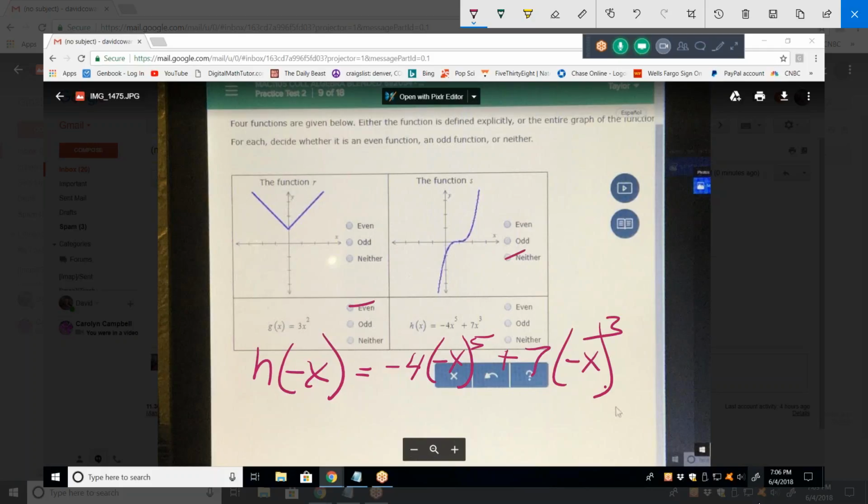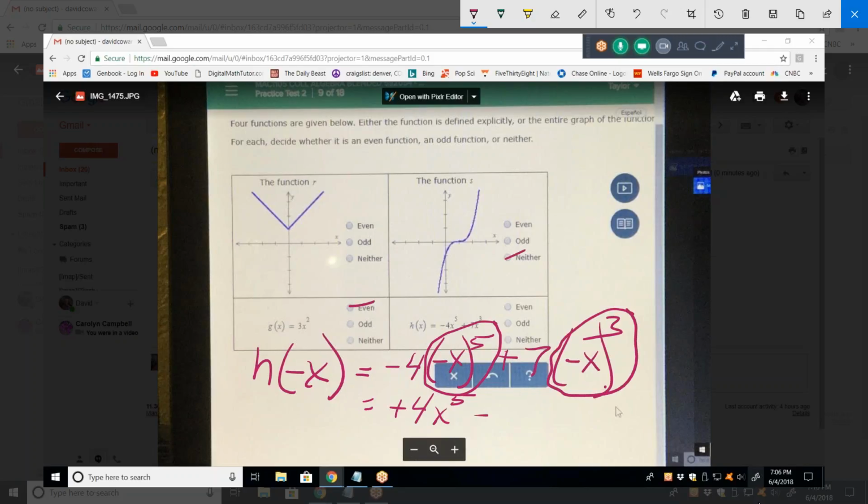Okay, now simplify that. So it would be negative 4 times negative x plus 7. Hold on. It's not 4 times negative x. The negative x is being taken to the 5th power. So do that part first. So it would remain as a negative, so it'd be negative x to the 5th, right? Correct. Times negative 4, which would make it a positive 4x to the 5th. Over here, that becomes negative 10, x cubed.